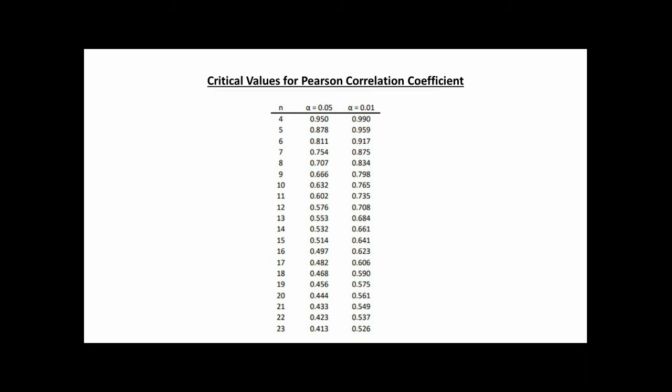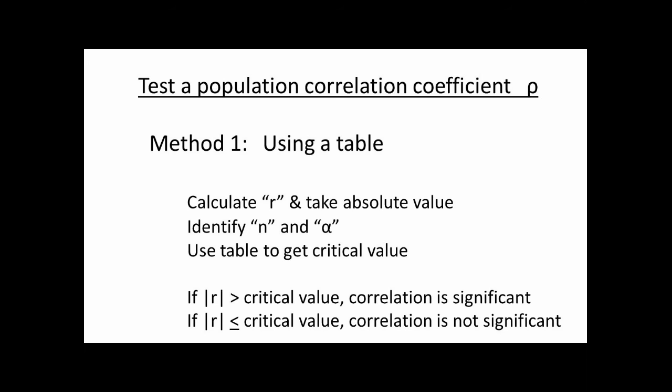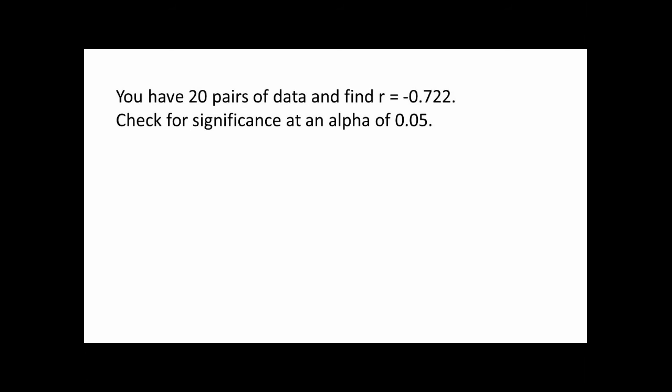Note, the use of the name Pearson in this table is not related to the company that some students have accounts with for their math classes. For example, let's say you have 20 pairs of data and find r equals negative 0.722. Let's check for significance at an alpha of 0.05.